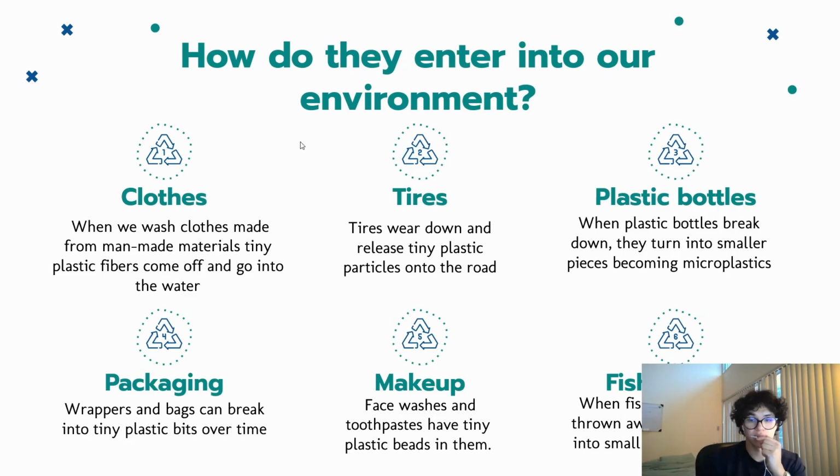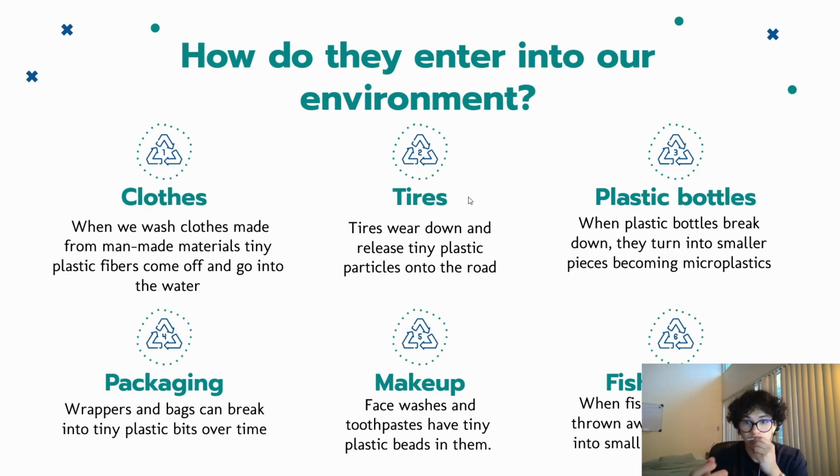How do microplastics enter our environment? There's various ways that microplastics can enter our environment. For example, the clothes that we wash are made from man-made materials that contain super tiny plastic fibers that come off and go into the water systems. Or the tread from the tires as they wear down from driving on the road leaves these tiny plastic particles onto the road that can be picked up by the wind and washed into our water systems.